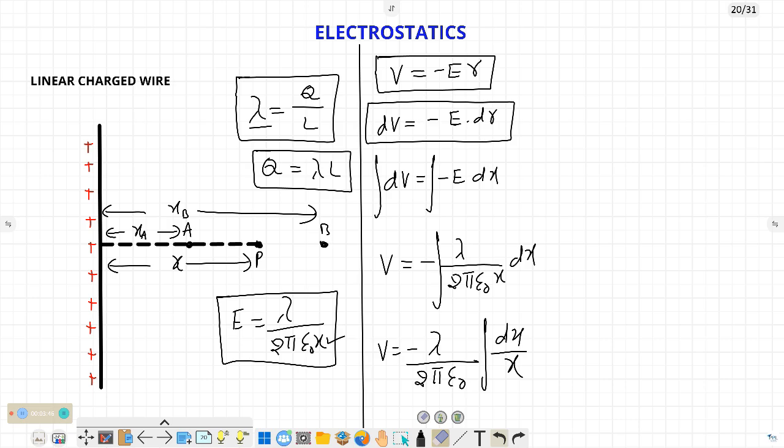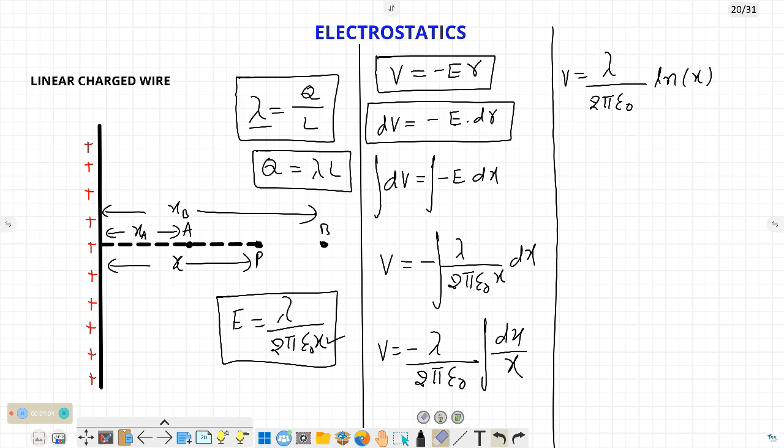We are choosing only a single point at a distance of x, so directly you can integrate this. According to the integration, V is equal to lambda by 2 pi epsilon naught into integral dx by x, that is log x is the formula for this. So this is the formula of potential due to a linearly charged wire of infinite length: lambda by 2 pi epsilon naught, that is ln x.